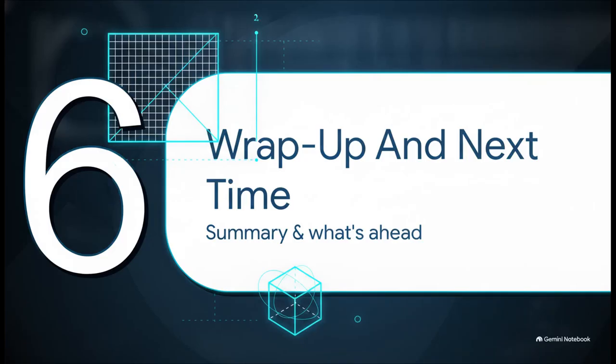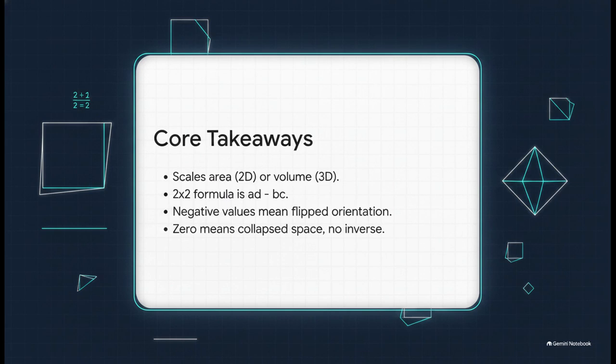Finally, Section 6, Wrap Up and Next Time. Let's summarize our core rules. Okay, let's lock in our core takeaways. Determinants act as a scaling factor for area in 2D or volume in 3D. The formula for a 2x2 matrix is simply AD minus BC. Negative determinants, those mean a flipped orientation. And crucially, a determinant of 0 means space completely collapsed and the matrix has absolutely no inverse.